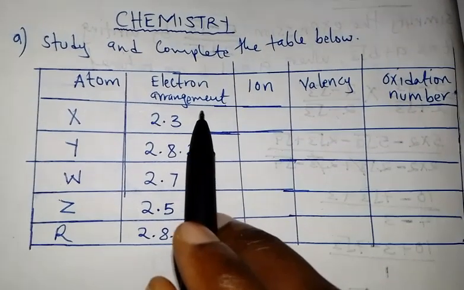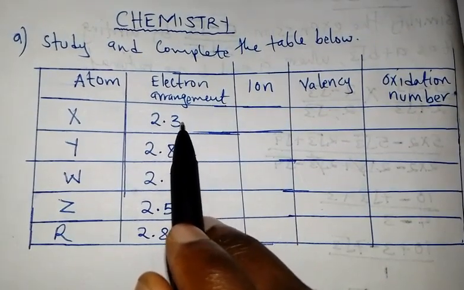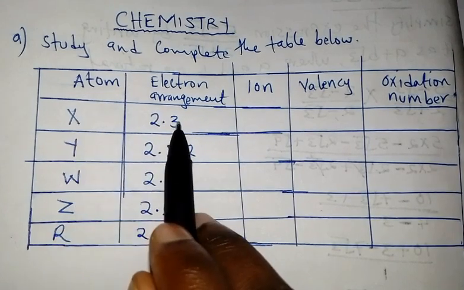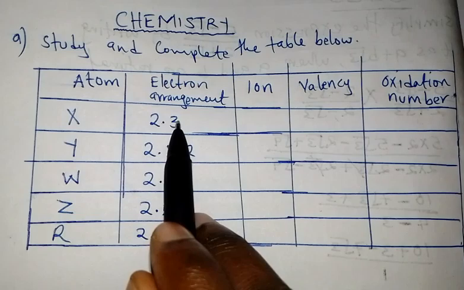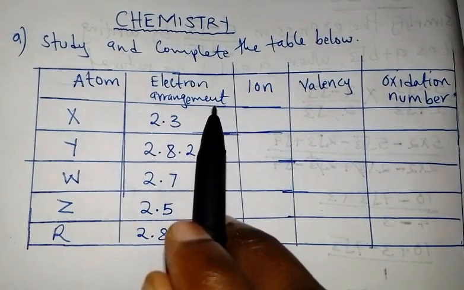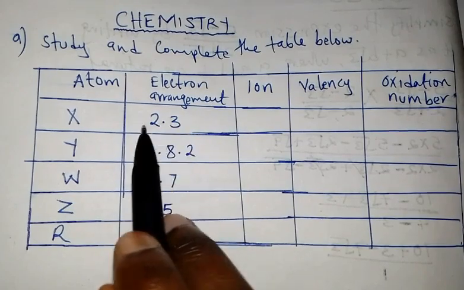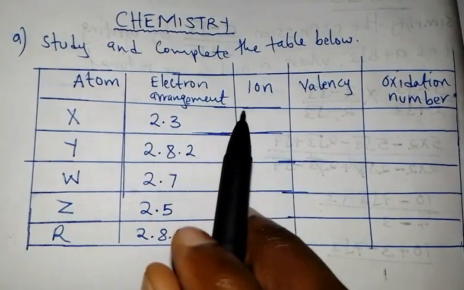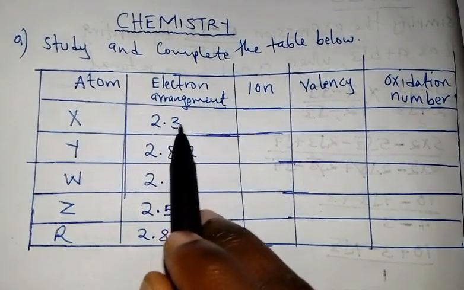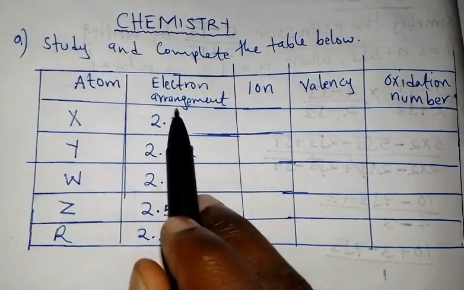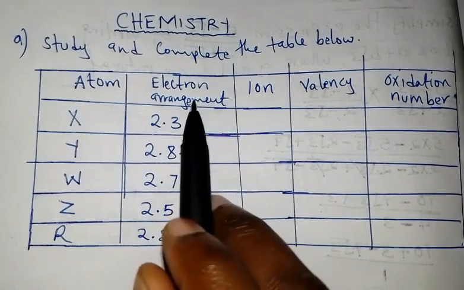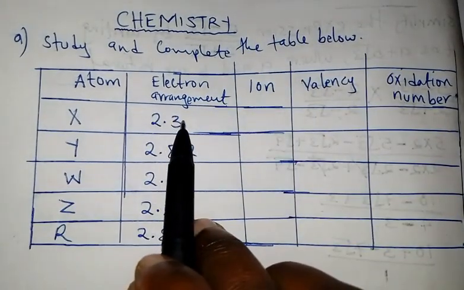Again, another thing that we have to consider here is the energy requirement. So for this atom X to become stable, if it gains 5 electrons, it will require more energy to do that. But if it loses the 3 electrons, it will require less energy. Meaning, for this atom to be stable, it will have to lose the 3 electrons, because losing the 3 electrons requires less energy compared to gaining 5 electrons.